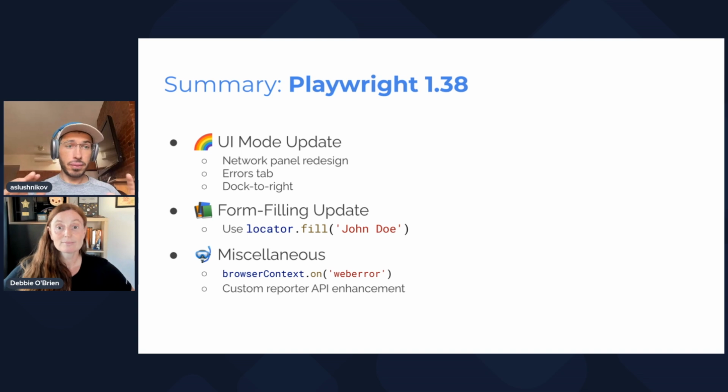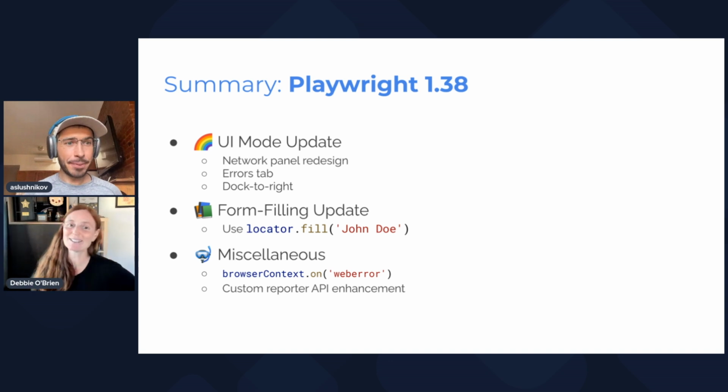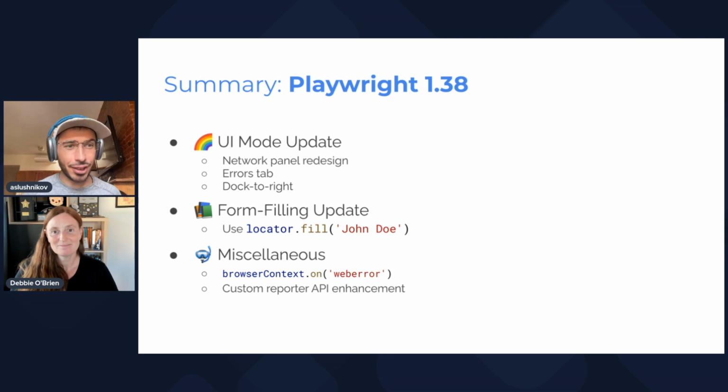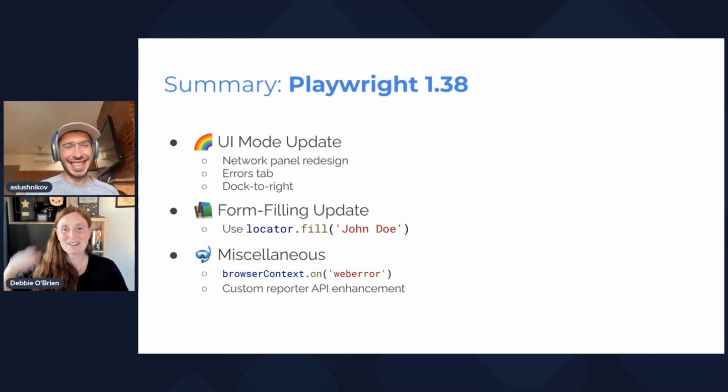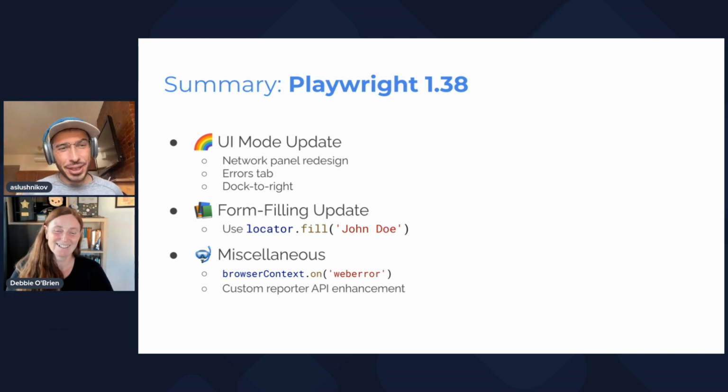And this is it. So, recap. UI mode. Again, we've made it better with the network panel redesign, errors tab, and dock to the right if you've got a widescreen. Form filling update. The summary would be: always use locator.fill. And if locator.fill for some reason doesn't work for you, you can use locator.pressSequentially. Yes, you should pronounce it slowly. It's hard to spell, so you rely on auto-suggest and documentation. And last but not least, Miscellaneous. We have 2 new APIs, which is a new event on browser context and an enhanced custom reporter API.